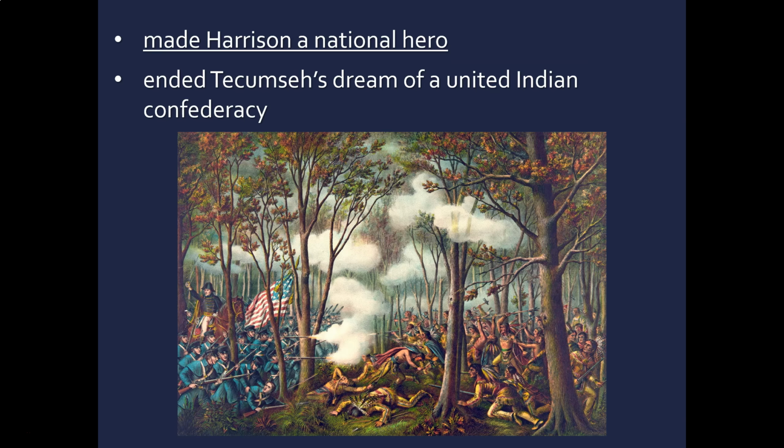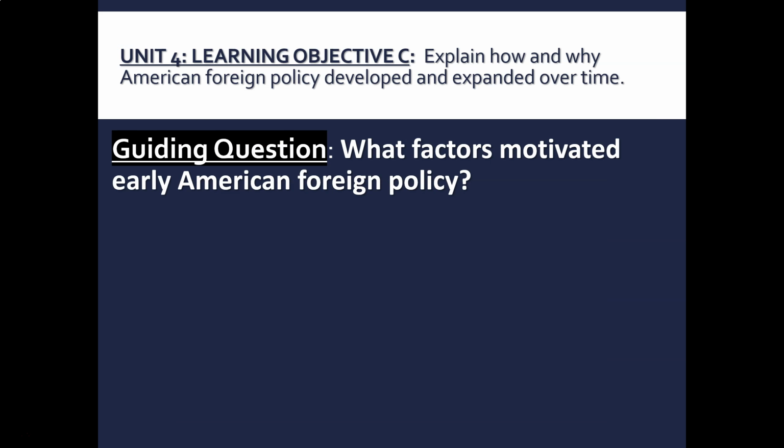This battle makes William Henry Harrison a national hero. He will further expand that hero status in the War of 1812 and later, of course, become President of the United States. And for Tecumseh, his vision of this huge united Indian Confederacy as a counterweight to America is crushed. And Tecumseh will later go on to fight for the British in the War of 1812 and die in that war.